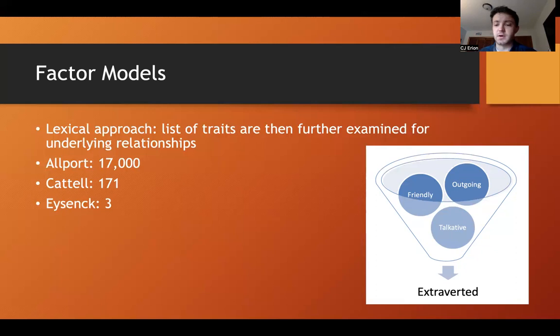And so an example of this is extroversion. You can think about this in terms of there being various traits that are very highly associated with each other, like being outgoing, friendly, talkative, and when we combine various traits like this, we get that extroversion personality dimension or factor.